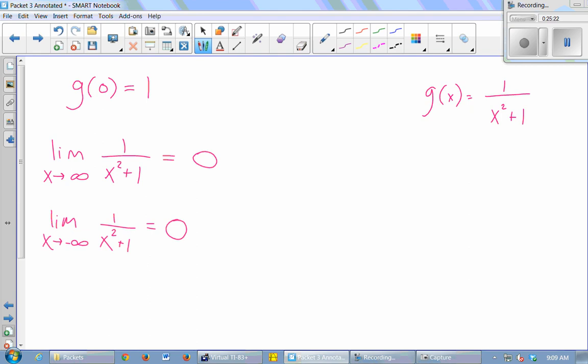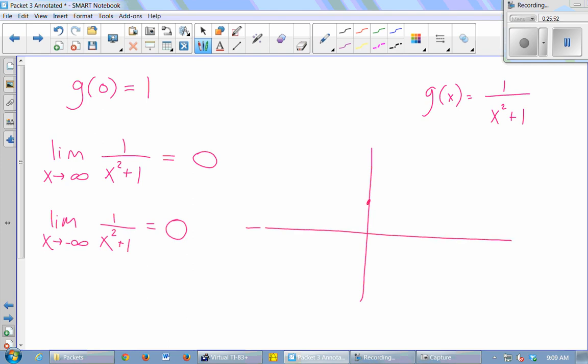All right, so I know I have a possible extreme value, g at 0. And at the endpoints, the function is approaching 0. So what can I say about the point (0, 1) on the graph of g? Global max. Yep. It's the only possible local max or min.